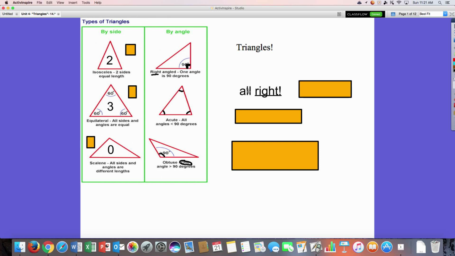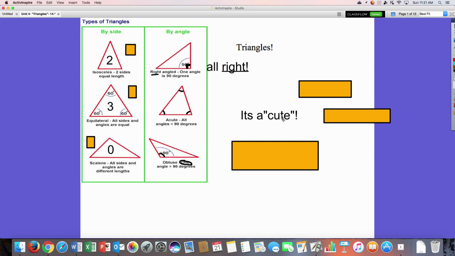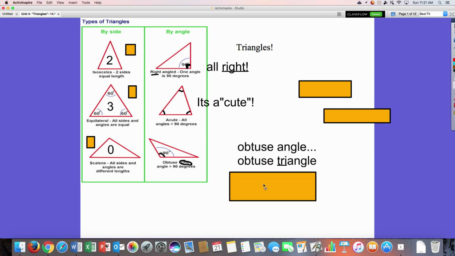All right. This triangle is all right because it's got a right angle in it. This one, it's cute. Acute, it's cute. It's small. And the word obtuse to me sounds kind of like this. It's an obtuse triangle. It has an obtuse angle in it. So those are your triangles classified by their side, which is the length of the side, or by their angle, like the angles on the inside.